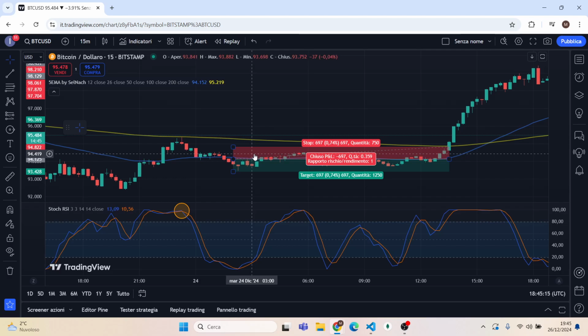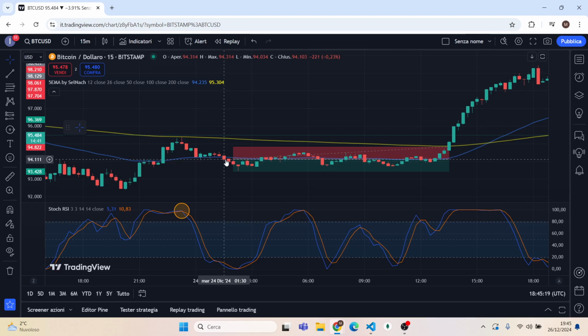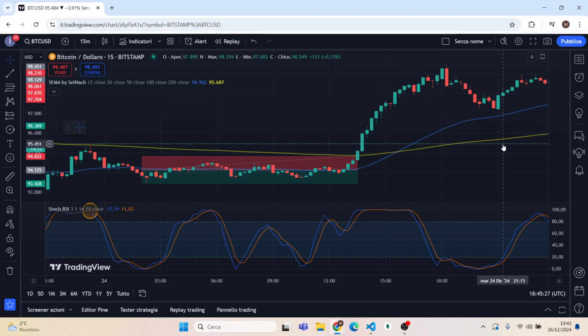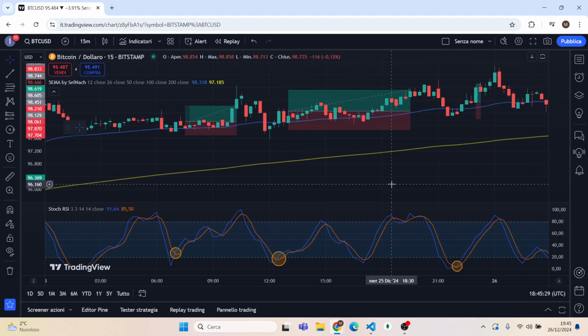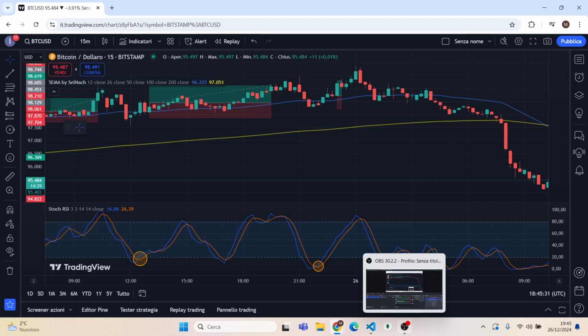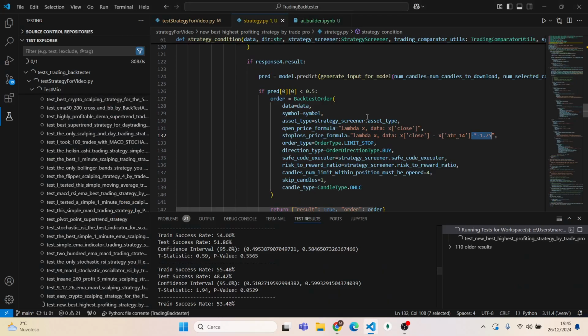The stop loss is always ATR multiplied by 1.75. And the open price is the last close in which the signal is generated. So this one here is not opened, here is opened. Okay, as you can see, these are some of the traits of the strategy that I decided to implement.